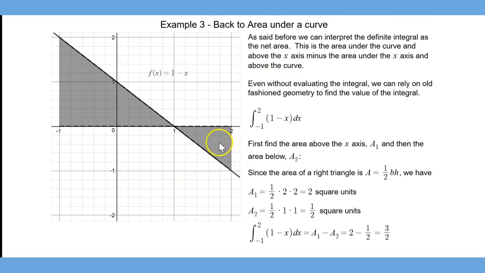Remember, the Riemann sums are going to give me negative values here because the function's negative. And the Riemann sums are going to give me positive values here. So these are going to take away from the sums here. So the net area is 2 minus 1/2. The area here is 2. The area here is 1/2. So this definite integral is 3/2. That's the net area.